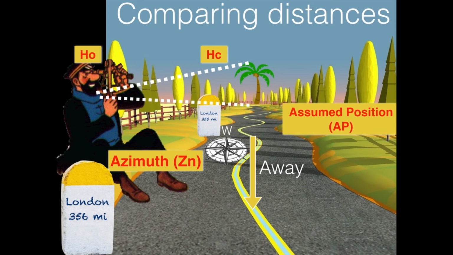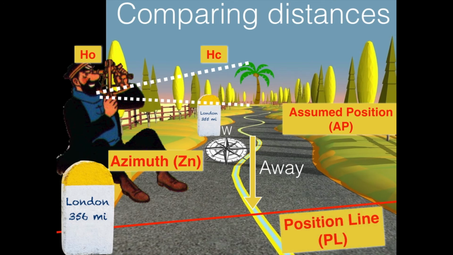So the azimuth is the direction of the body, the palm tree in this case. HC is the pre-calculated height that you should see at the milestone 355 miles, which is the assumed position. And then when you are measuring a smaller angle, HO, you are further away. And then there you have the position line.